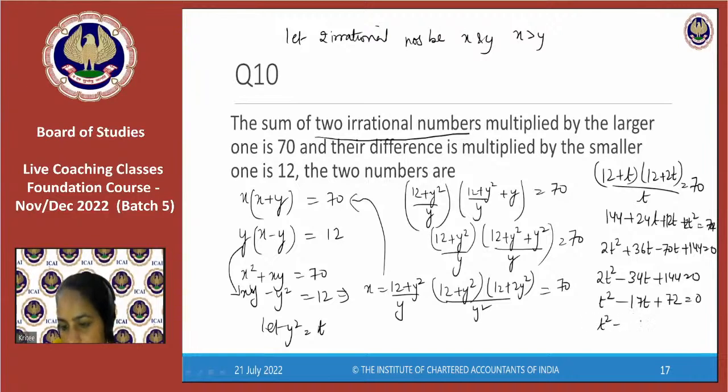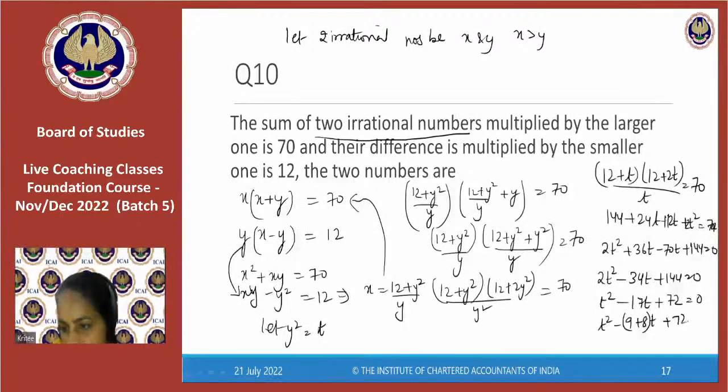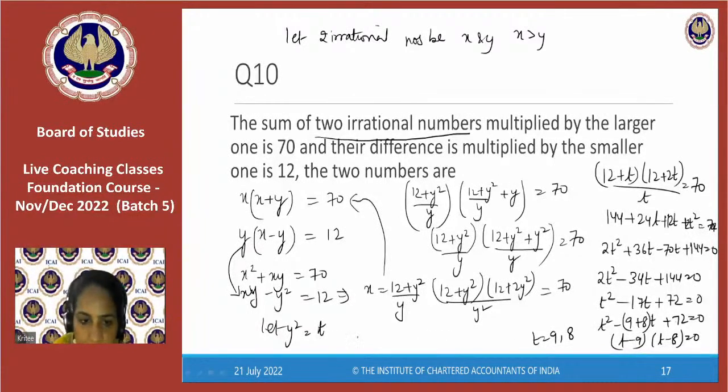This is from 9 and 8. 9 plus 8 is 17, 9 times 8 is 72. So t minus 9 and t minus 8 equals 0. So the value of t is 9 and 8. So I said y square will be equal to 9 and 8. So y will be equal to plus or minus 3 and plus or minus 2 root 2. Okay. You get the value of y. Substitute it here to get the value of x.